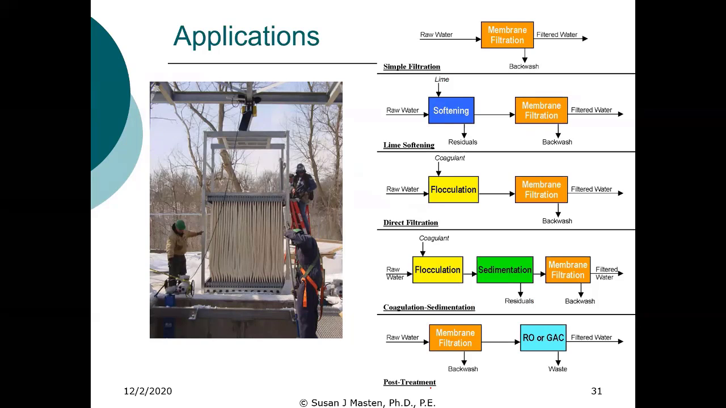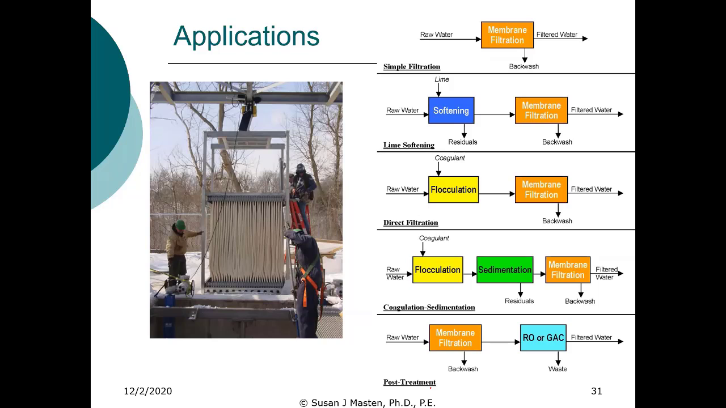Just some applications of membrane filtration. You can take raw water and directly filter it through a membrane filter. This is done in Marquette. So Marquette has a membrane filtration system. I believe it was one of the first surface water membrane filtration systems. Monroe was... Marquette, I believe, was the first. Mackinac Island also has membrane filtration now.